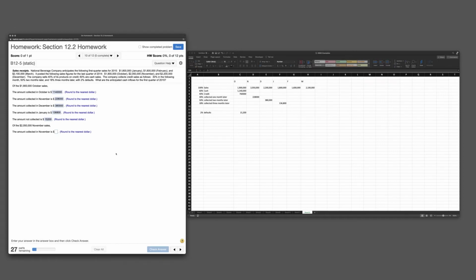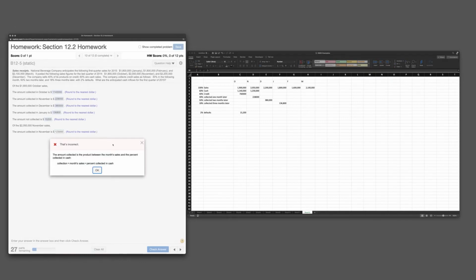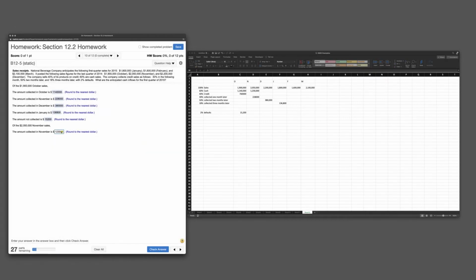Now let's move on to November. So November, again, we're going to start the process again. The amount collected in November is going to be 60% of the cash. So we'll figure that out. Just keep that separate from our credit. Oh, I'm missing a 0. Let that be a lesson to all of us.